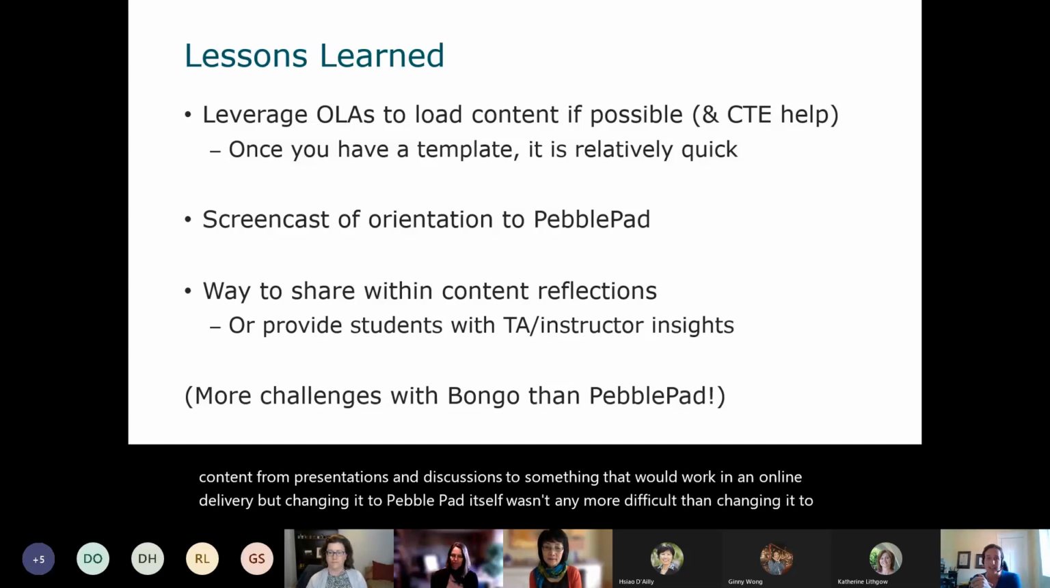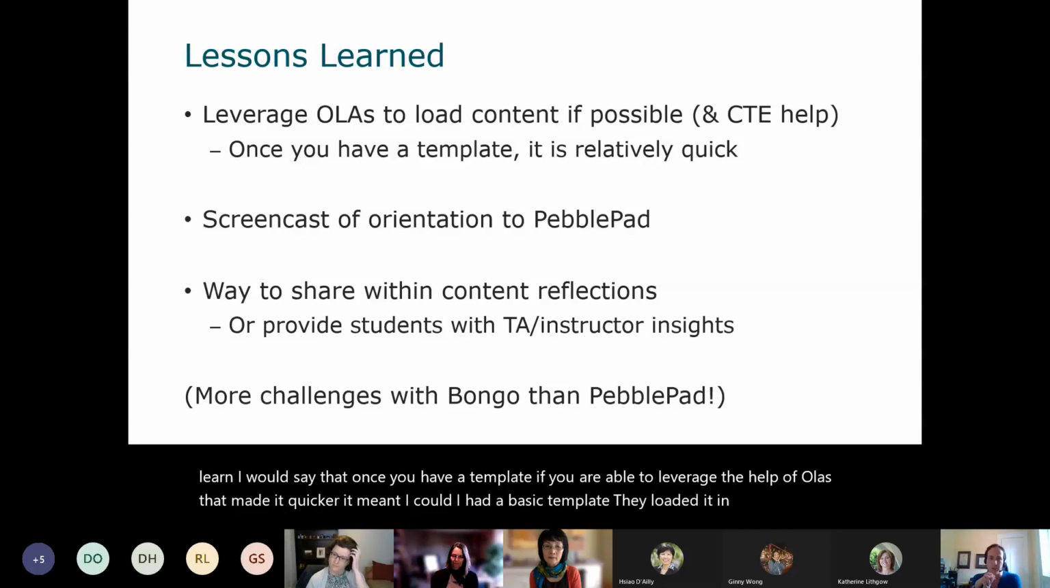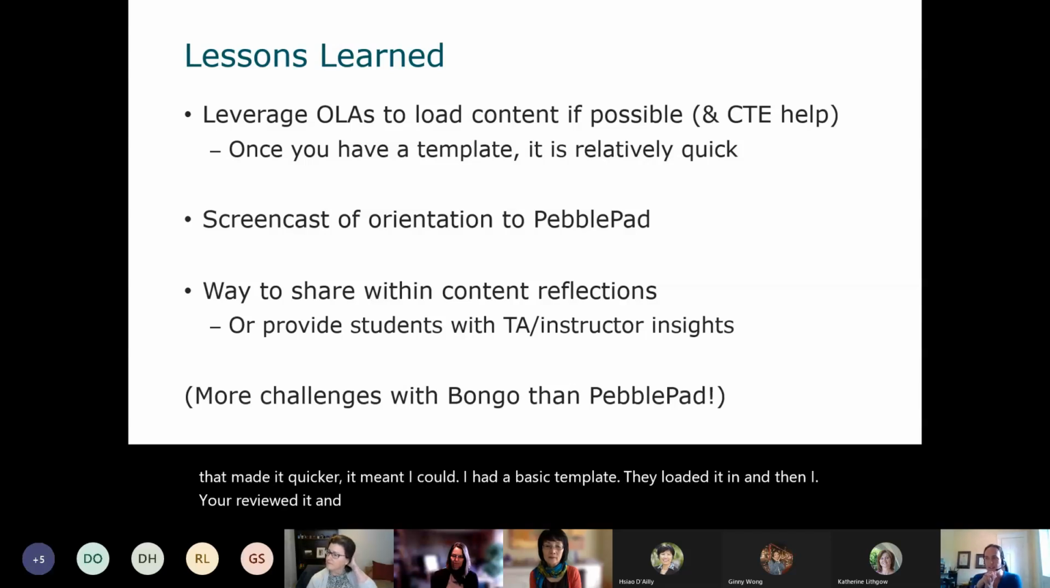I would say that once you have a template, if you are able to leverage the help of OLAs, that made it quicker. I had a basic template, they loaded it in, and then I reviewed it and edited it rather than spending that extra time.